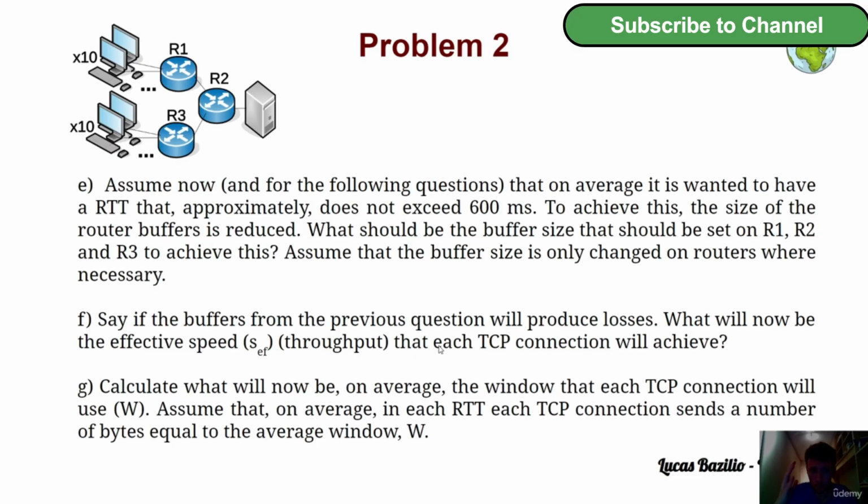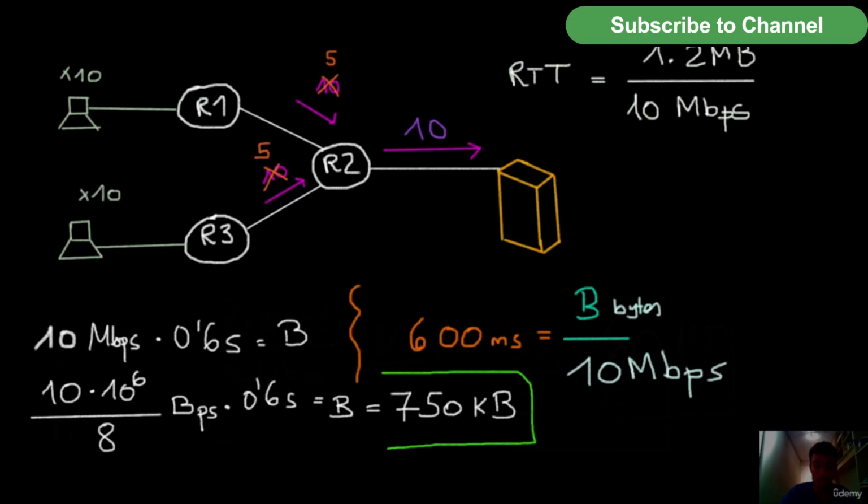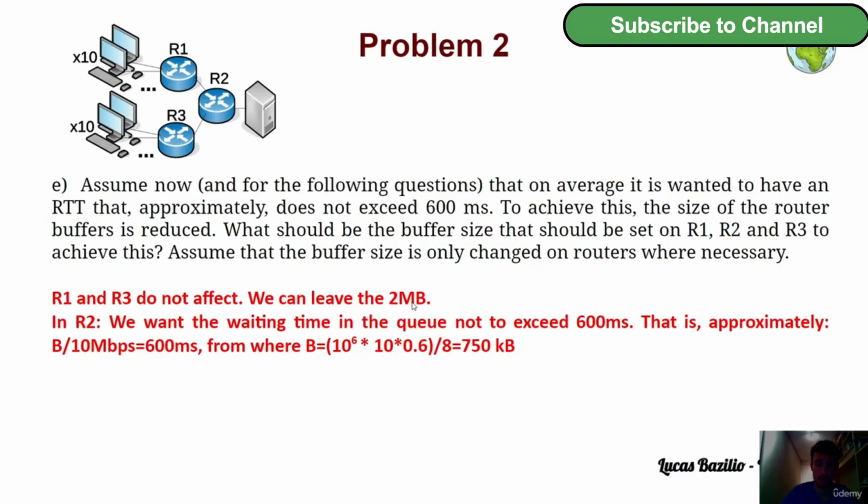Now, remember what we did on the previous question. We calculated the occupation buffer of the router R2, because the routers R1 and R3 were not affected, so we only needed to modify the size of the buffer of the router R2, and we arrived at the conclusion that the buffer size of the router 2 was this size here, 750 kilobytes. This is what we did on the previous question, the question E.